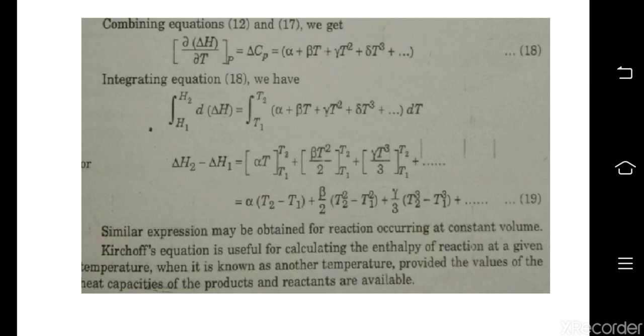We all know integration, so we know that the left hand side is d of delta H, integrating from limits h1 to h2 will give us delta H2 minus delta H1, and the right hand side having limits t1 to t2, what will happen is you will get equation 19. I am sure you know how to solve integration, and that is the end of Kirchhoff equation.